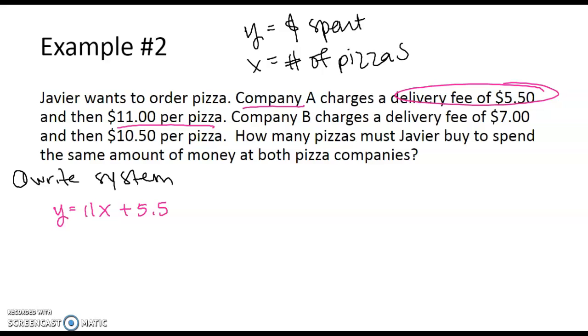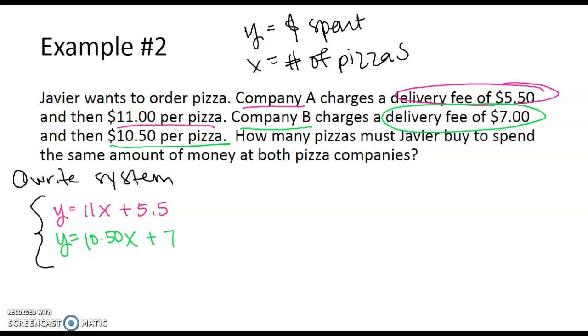Company B, let's do in green, has a delivery fee of $7, and then they charge $10.50 per pizza. So their equation would be the total money spent equals $10.50 per pizza plus that $7 delivery fee. So we have our two equations. Now we want to solve. We want to know for what number of pizzas both companies are charging the same amount of money. You can use any of the strategies that we've learned: table, graph, substitution, or elimination. Let's see what we get.